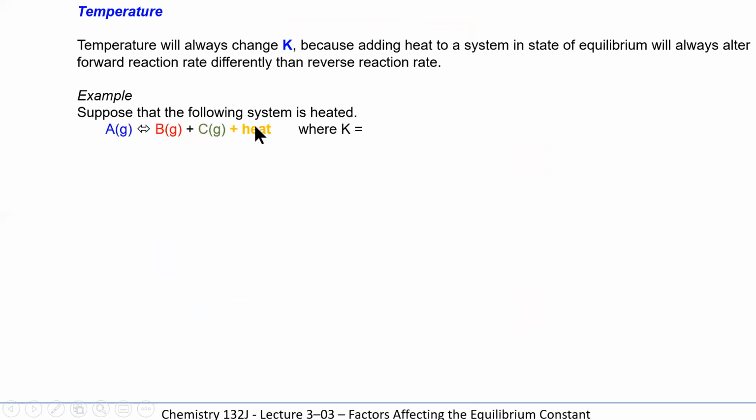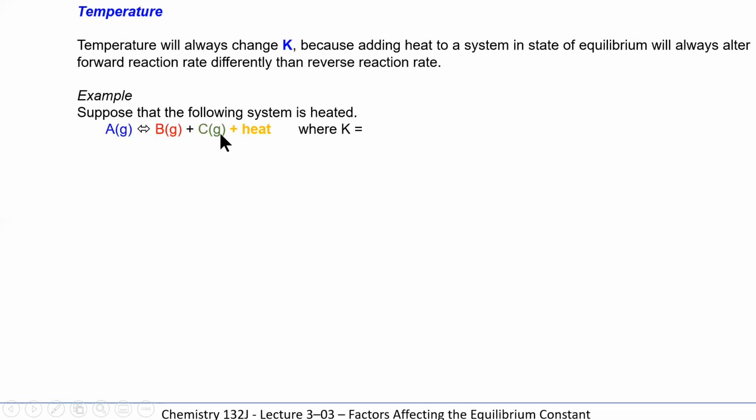If we take a look at this particular equilibria, if I add heat to the system, then the equilibrium will shift from right to left to get rid of that heat, thereby decreasing B and C and increasing A. If I cool the system by removing heat, then the system will respond by replacing the heat that's been removed. So A will go down and B and C will go up.